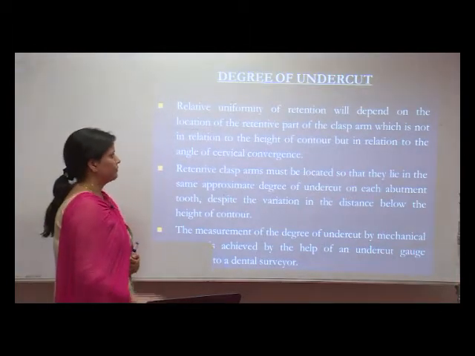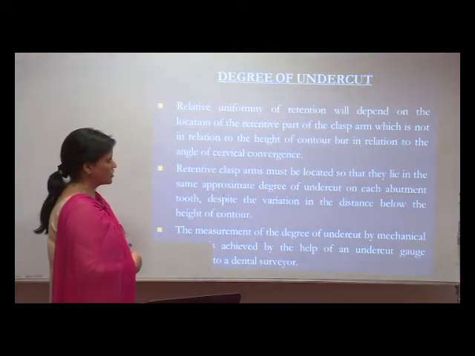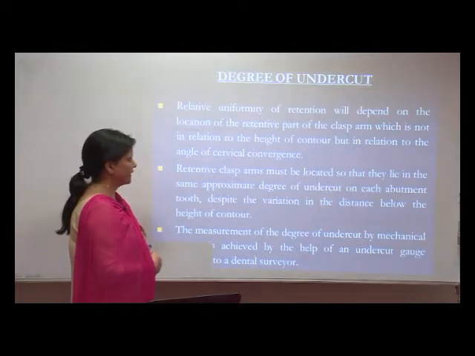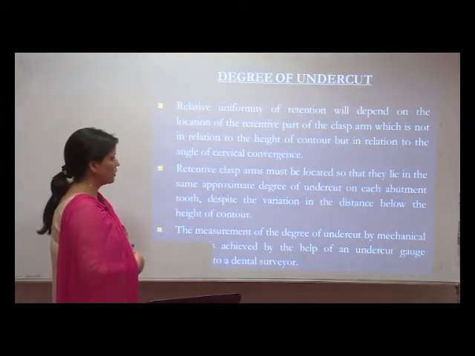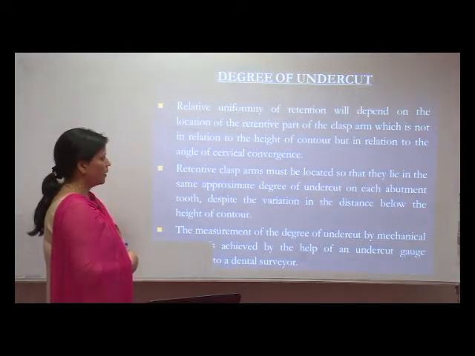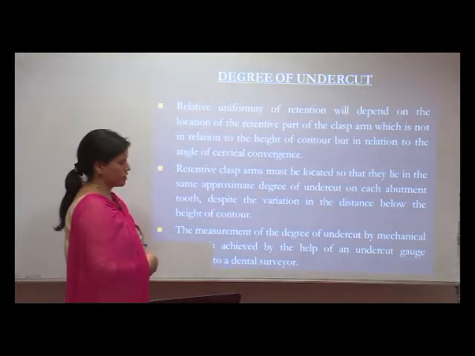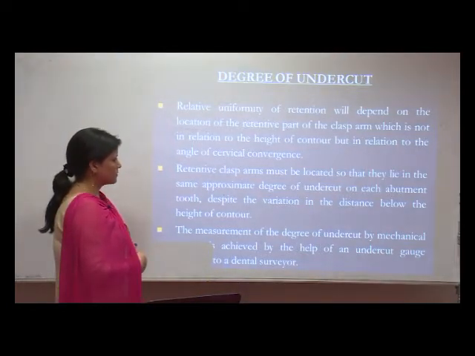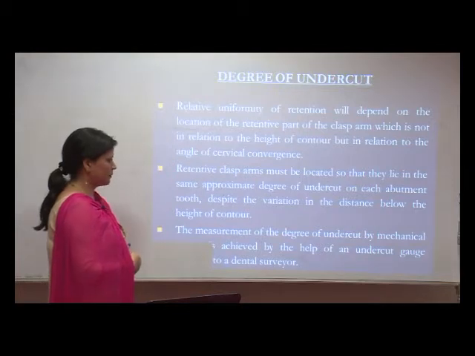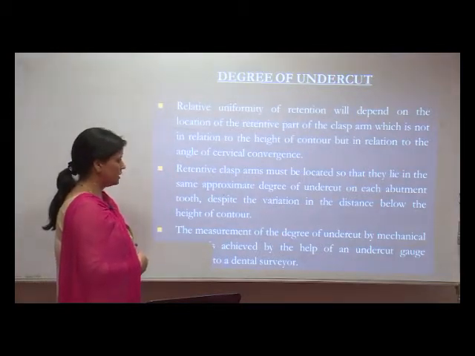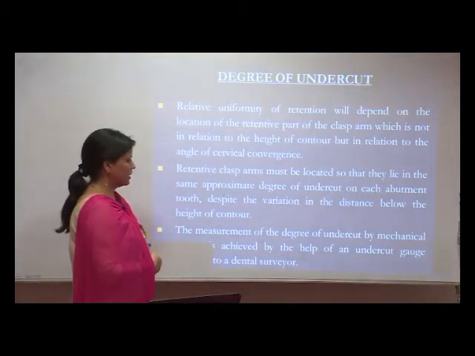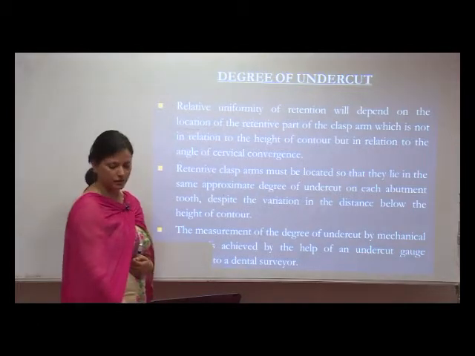Degree of undercut. Relative uniformity of retention will depend on the location of the retentive part of the clasp arm, which is not in relation to the height of the contour, but in relation to the angle of convergence. Retentive clasp arms must be located so that they lie in the same approximate degree of undercut on each abutment tooth, despite the variation in the distance below the height of the contour.